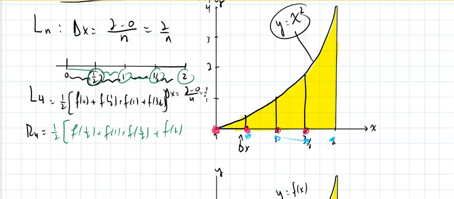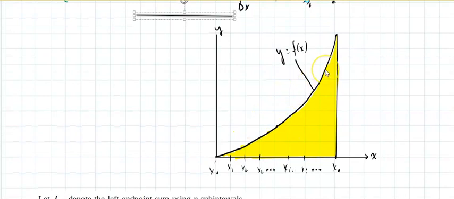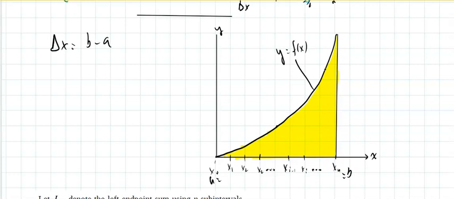Now, in this case, f of x happened to be x squared. I could say 0 squared, 1 half squared, 1 squared, and 3 halves squared. But if it's anything else, I could just use that. So in general, when I'm looking at an interval, say going from A to B, I take delta x to be end minus beginning divided by n.